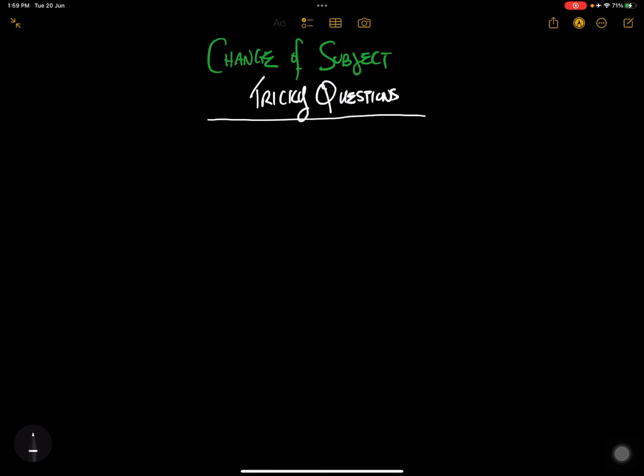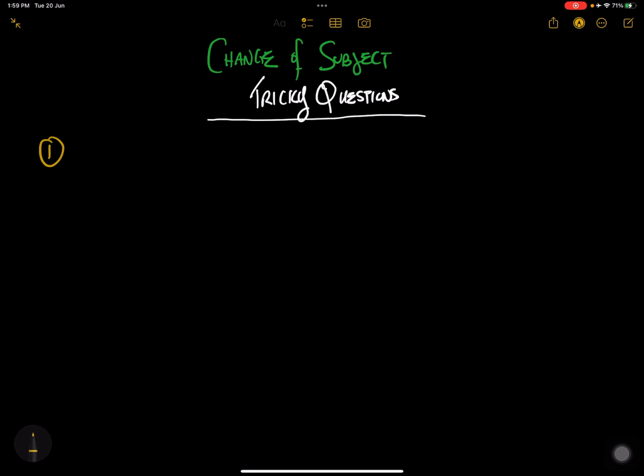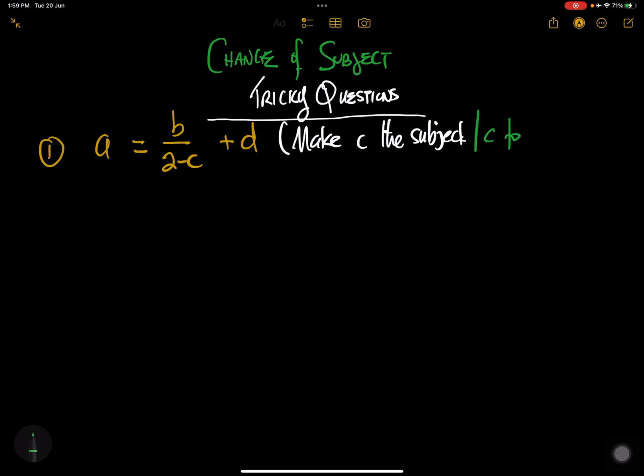And the first question we're going to be tackling today, we are going to imagine that we have A is equal to B divided by 2 minus C, plus D. And we are being asked to make C the subject. We have to make C stand alone. That's the objective.